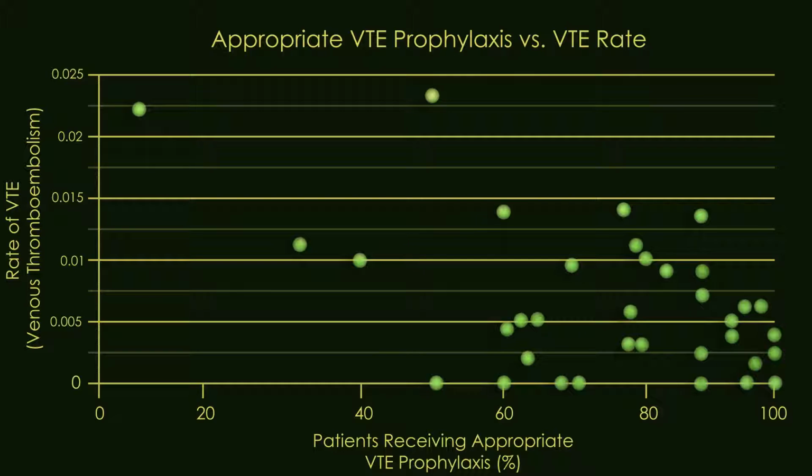Did you say the higher the percentage of patients that receive the appropriate VTE prophylaxis, the lower the rate of VTE? And did you describe it as a negative correlation?